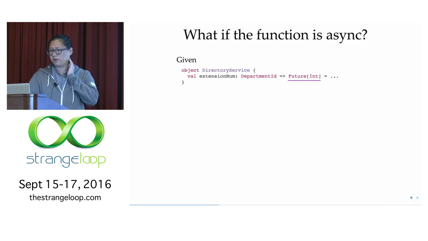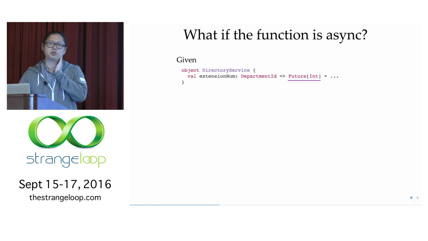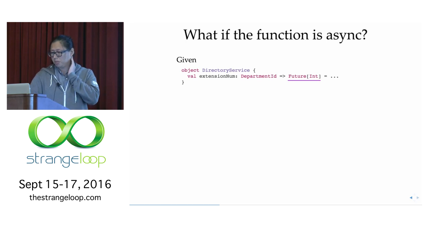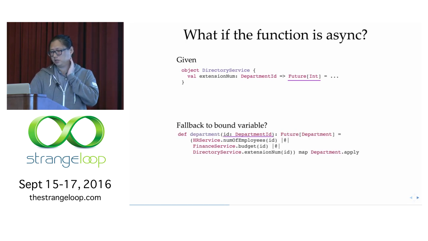So what if the function is asynchronous? The function no longer returns just the value. It's no longer blocking. It returns a Future of Int. So in that particular case, how many of you would fall back to bound variables? Nobody? Cool. So you probably all know the trick.